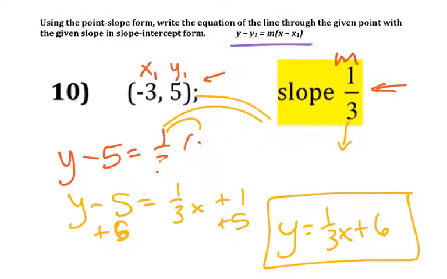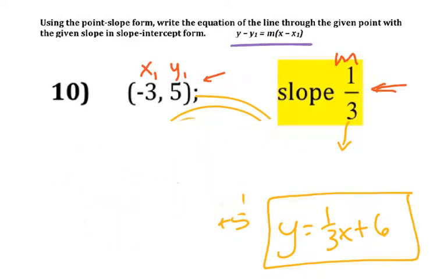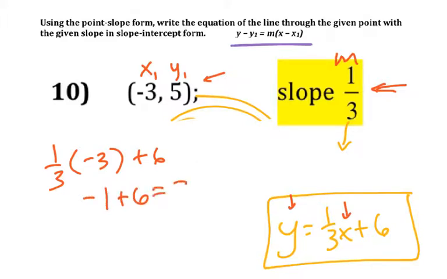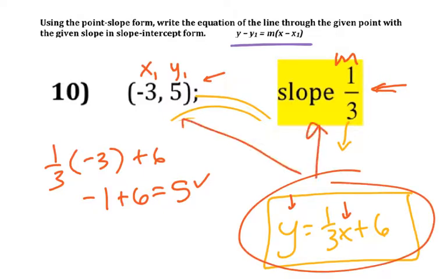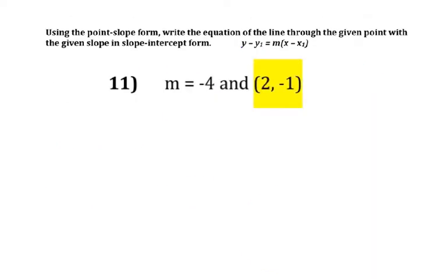Now one way that you could check that to make sure is you could take your -3 and plug it in for x and take your 5 and plug it in for y and make sure it's true. So 1/3 times -3 plus 6, that has to equal 5. And 1/3 times -3 is -1 plus 6 is in fact equal to 5. So I know that this is the right equation that satisfies both of those requirements. Okay, let's try another one.